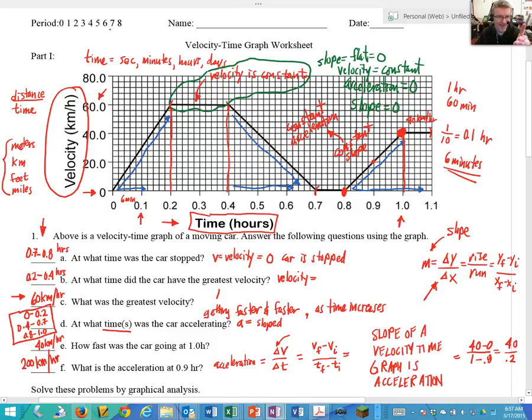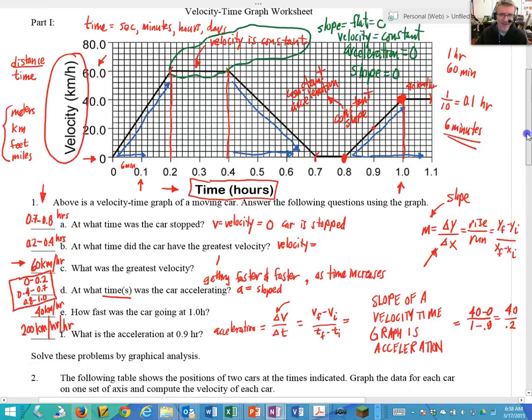So the acceleration is 200 kilometers per hour, but acceleration per hour per hour. Oh, Mr. Weisfeld, why you do this to me? That means every hour, this object, car, right, is going 200 kilometers an hour faster. That's why it's kilometers per hour squared. Acceleration has time squared in the bottom.